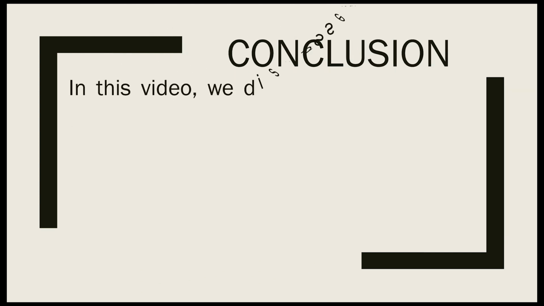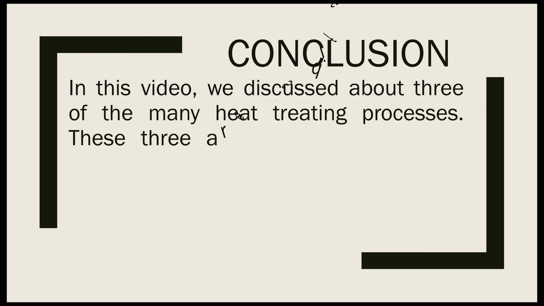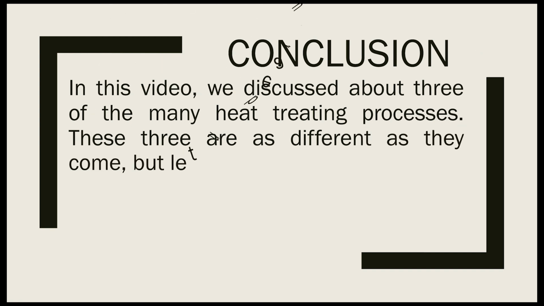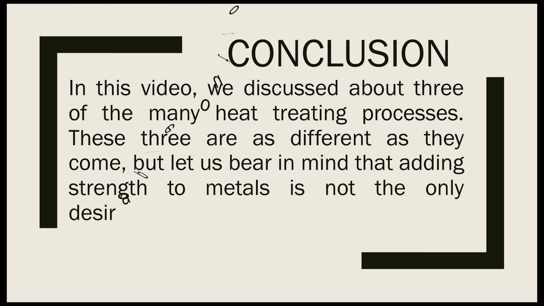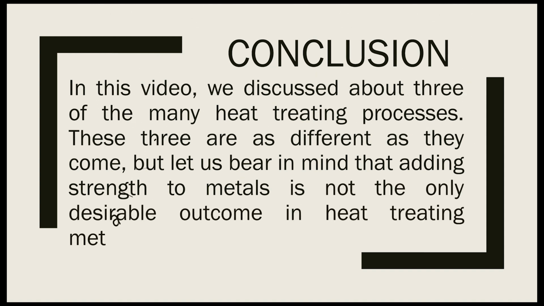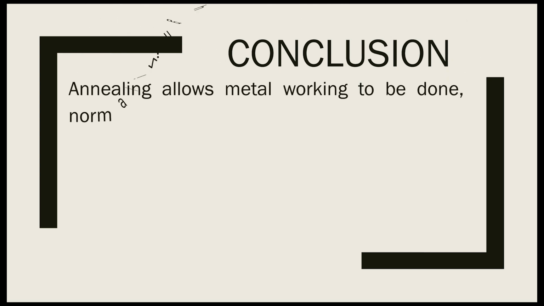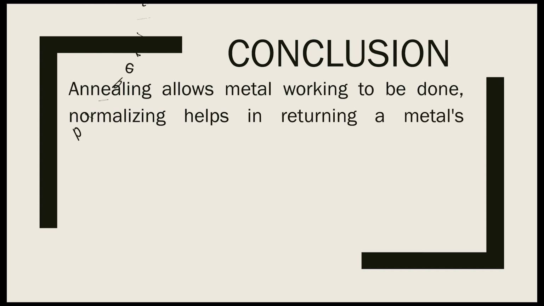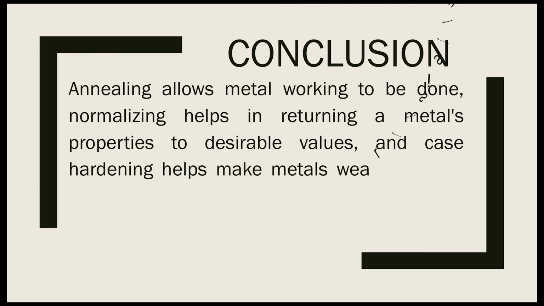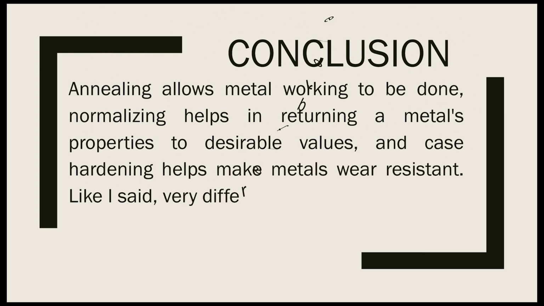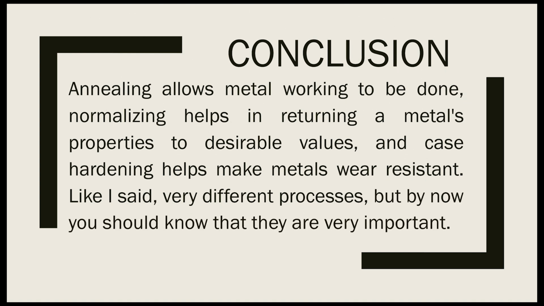In this video, we discussed 3 of the many heat treating processes. These 3 are as different as they come, but let us bear in mind that adding strength to metals is not the only desirable outcome in heat treating metals. Annealing allows metal working to be done. Normalizing helps in returning a metal's properties to desirable values. And case hardening helps make metals wear resistant. Like I said, very different processes, but by now, you should know that they are very important.